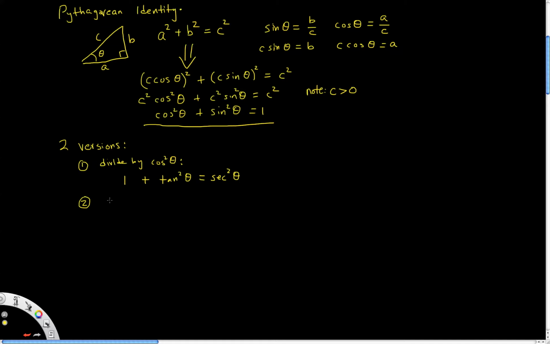And then here, I'm now going to divide by sine squared theta. All right, and if I do that, cosine squared over sine squared just gives me cotangent squared theta. I add to that sine squared over sine squared, which is 1. And then on the right-hand side, I've got 1 divided by sine squared, which is cosecant squared theta.